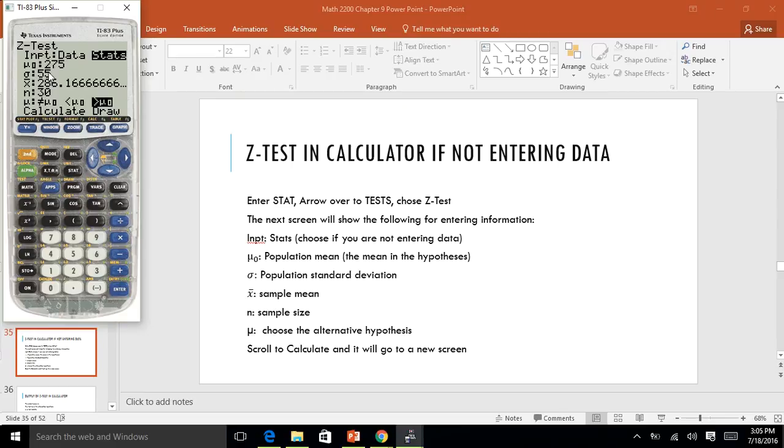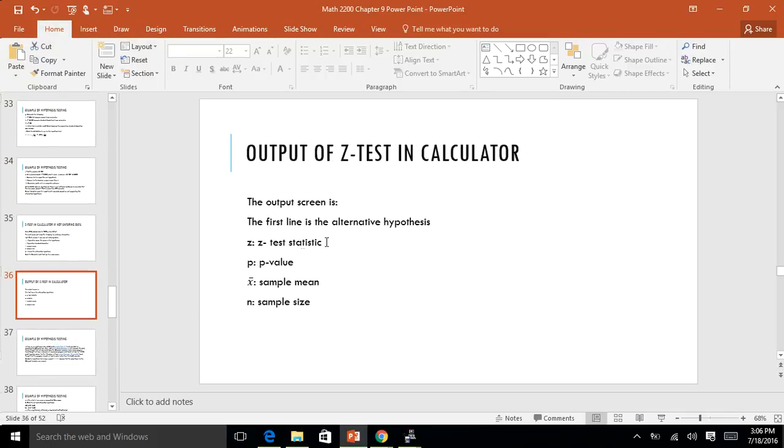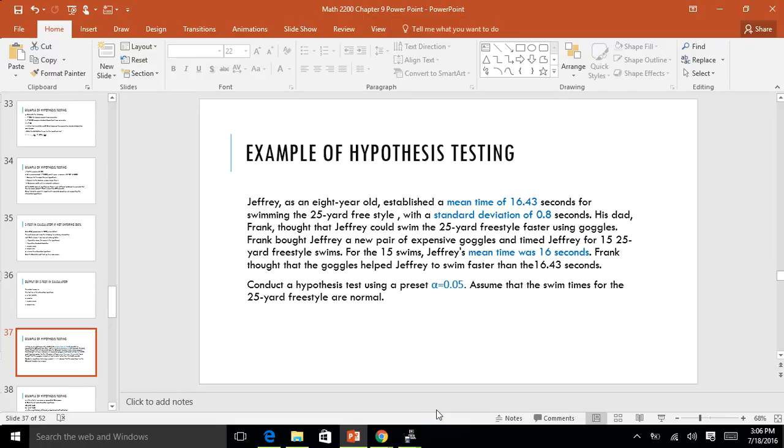What I actually get is the population mean, population standard deviation, sample mean, sample size, and again the sign that goes with my alternative. The output will be the same as before. I'll get my z-value, my p-value, my sample mean, and my sample size. So let's do an example.